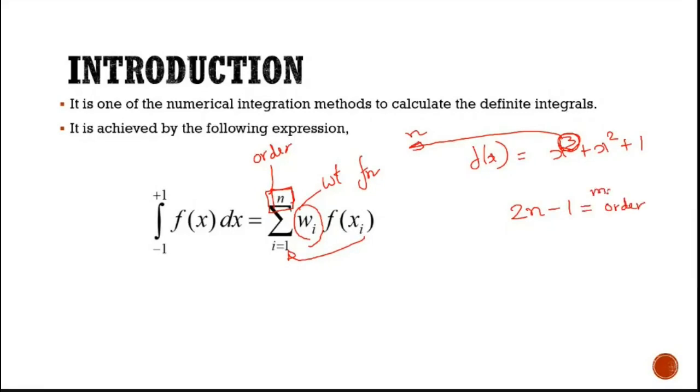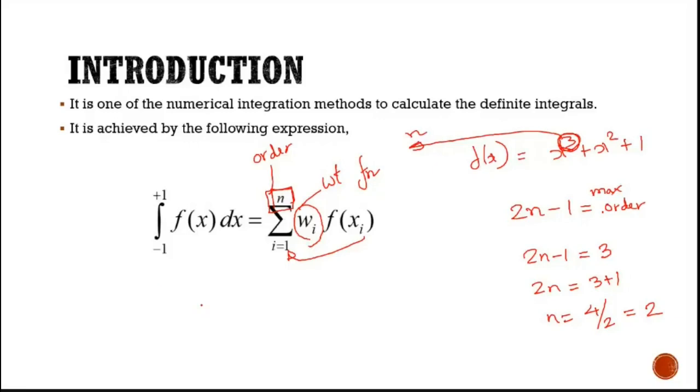Here the function has x cube, 3 is the maximum order. So 2n minus 1 is equal to 3. If I do that, you will get 2n is equal to 3 plus 1. So n will be 4 by 2, which is equal to 2. So here n should be 2.